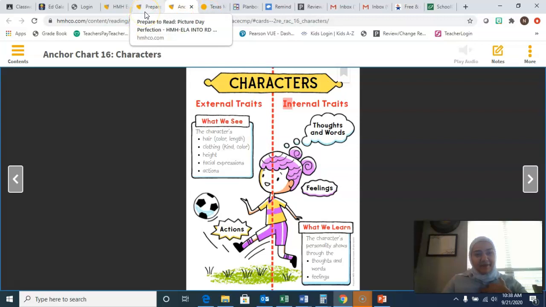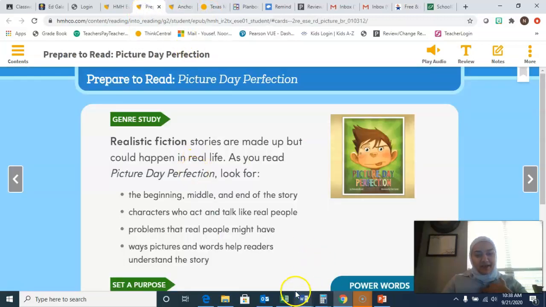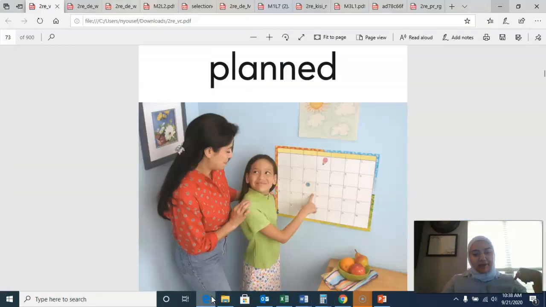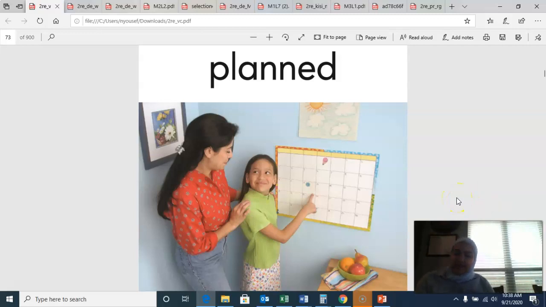All right, moving on. Before we start reading, let's go over our vocabulary words. Make sure you take out your vocabulary word notebook. If you need a chance to go get it, you can pause the video now. Okay, now that we're back, our vocabulary words for this week, for today, the first word is planned.